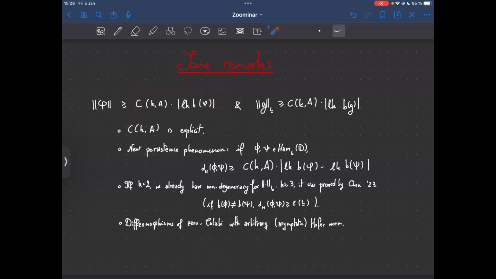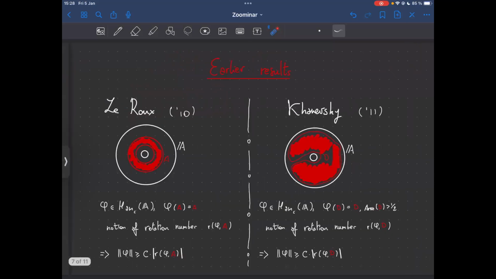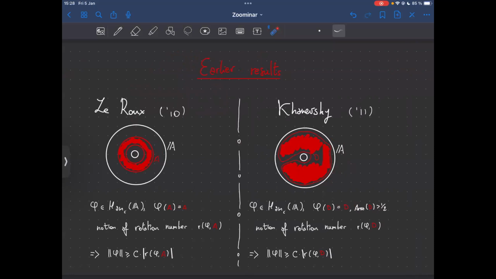So the rest of the talk is devoted to, first, some early results of this kind, and then I'm going to talk about the tools we need to prove the whole thing.